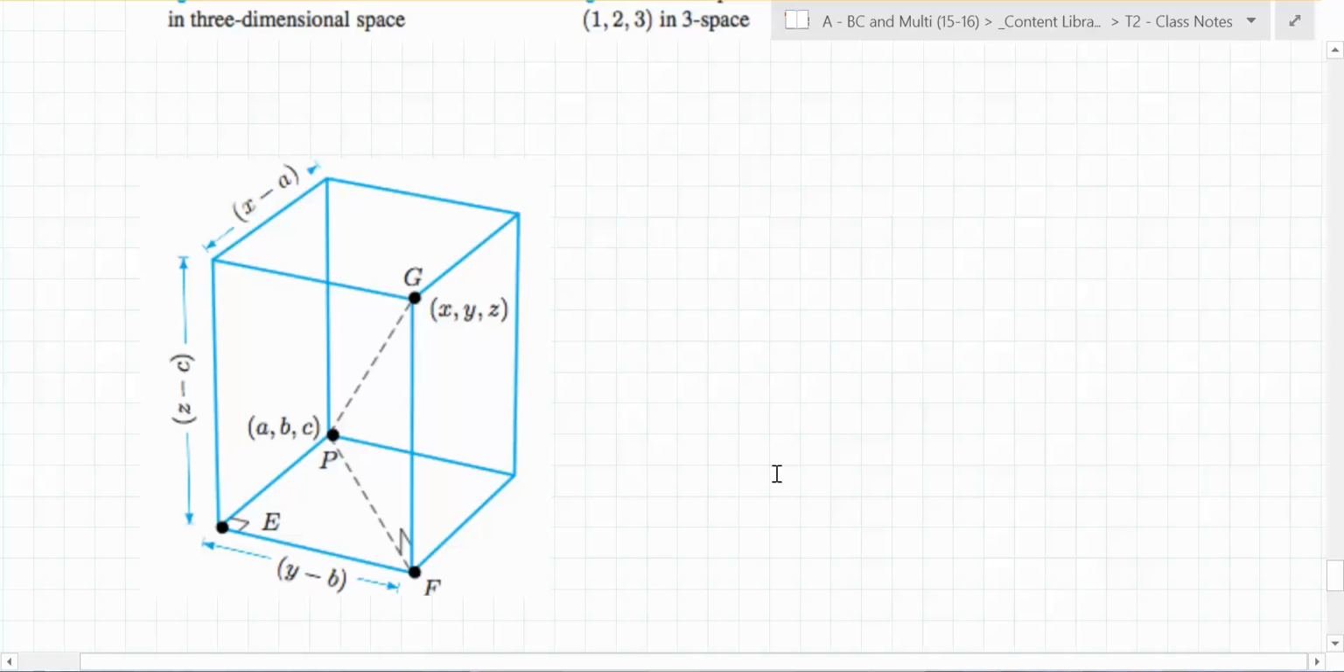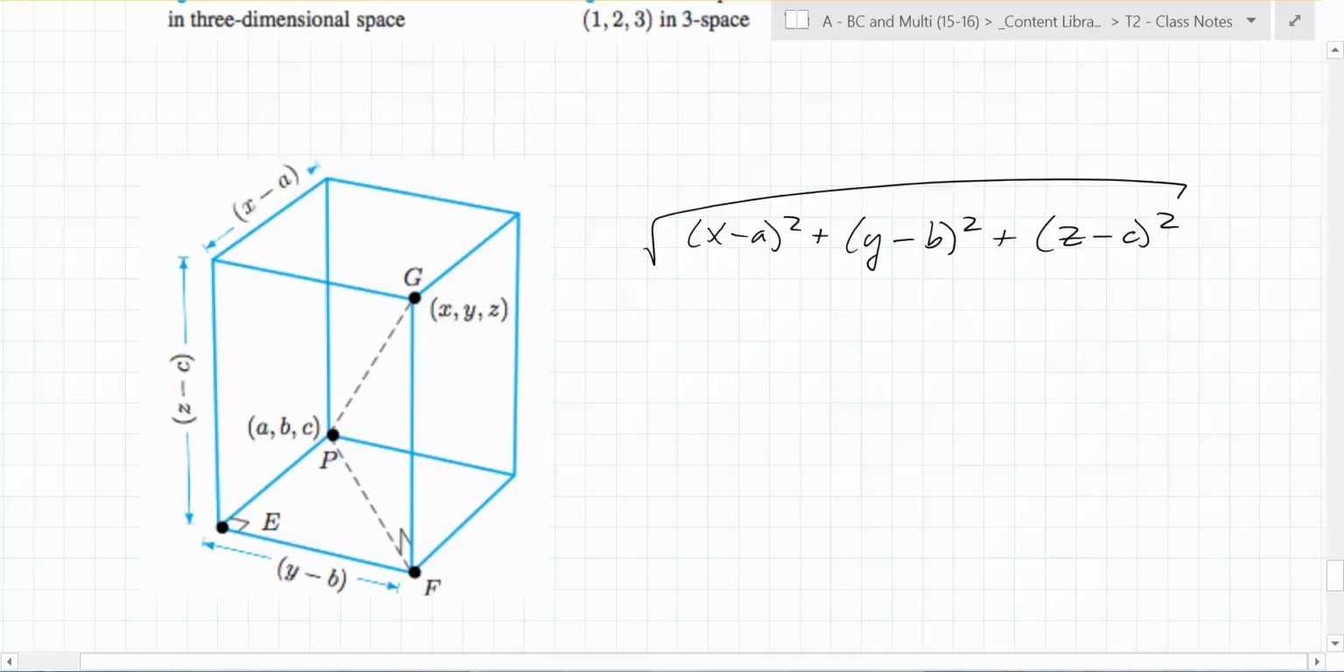So if it was just in 2 dimensions, like if you wanted this distance right here, you do this length and this length squared, add them together, and take the square root. So what do you think it is in 3 dimensions? Same thing. It's the exact same thing. So it's going to be x minus a squared plus y minus b squared plus z minus c squared square rooted. It's just a logical extension. The cool stuff happens when we create new things that don't exist in 2 dimensions.